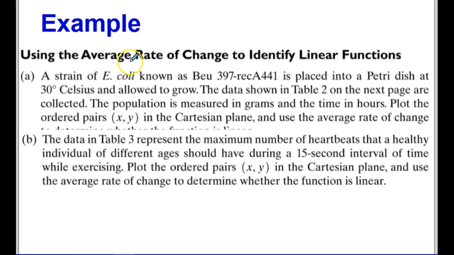Okay, so here we're going to actually use that average rate of change to identify if it's a linear function or not. So I have a strain of E. coli that's placed into a petri dish and is allowed to grow. So we're going to look at some data that's collected from that. My population is measured in grams and the time in hours. It's always important to keep an eye on what we're measuring and how we're measuring it. So plot them and use the average rate of change to determine if this is linear.